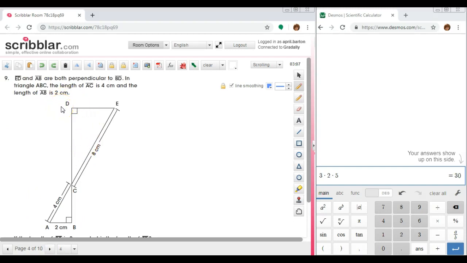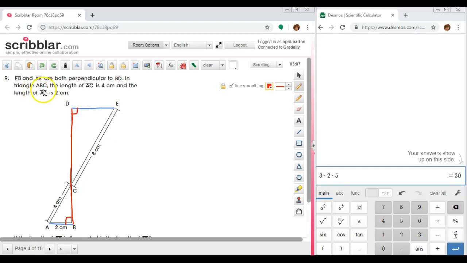Problem 9 is a geometry problem. ED, so that's the actual line. You start at E, go to D, that's that entire side. And AB, that's down here, that entire side, are both perpendicular to BD. So when it says the word perpendicular, that means they meet at a right angle. BD hits this at a 90-degree angle, and it hits the bottom, AB, at a 90-degree angle.